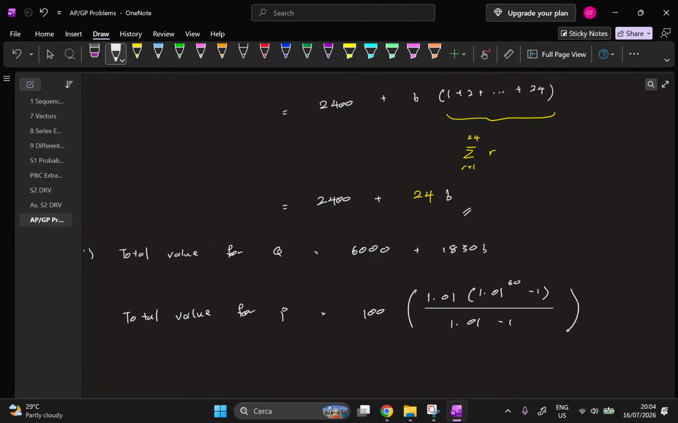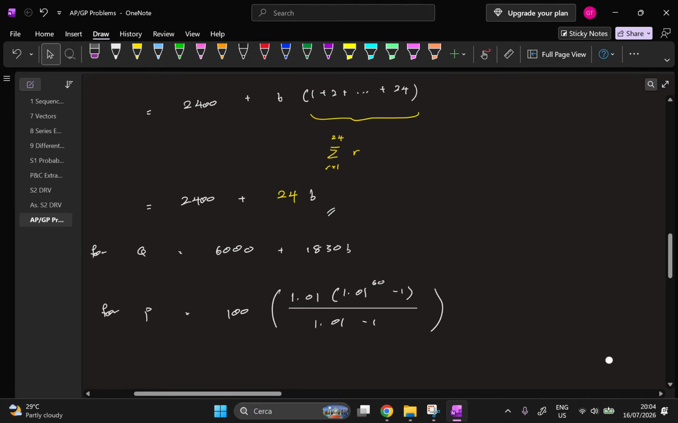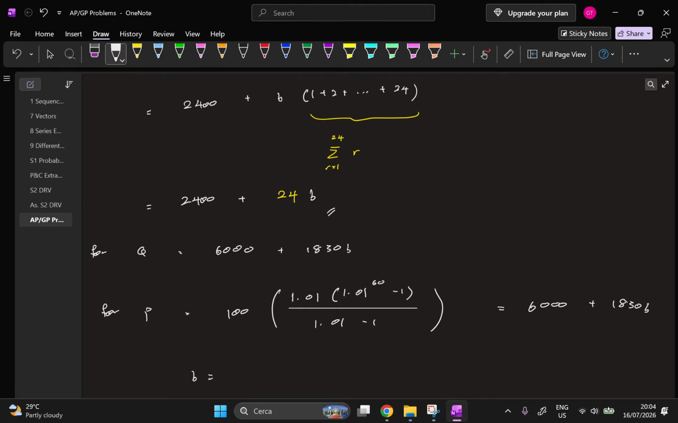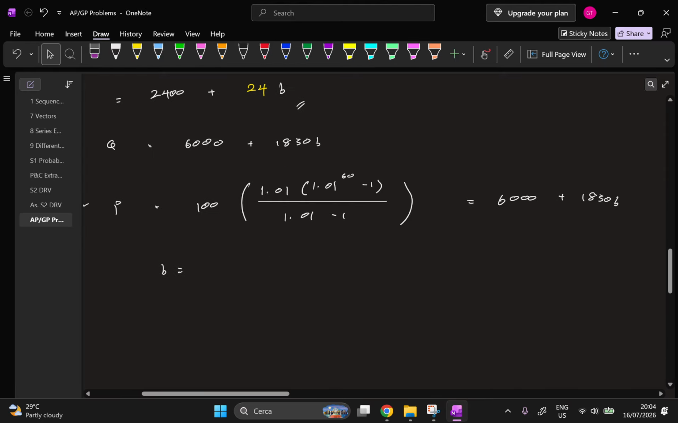1.01 minus 1. This thing is equals to 6,000 plus 1830B. Then don't be stupid, just go into your GC. I'm not going to show you how to press your GC for this because I trust that you can be trusted to key this into your GC, right? So if you key this into your GC, you will get B equals to 1.23.